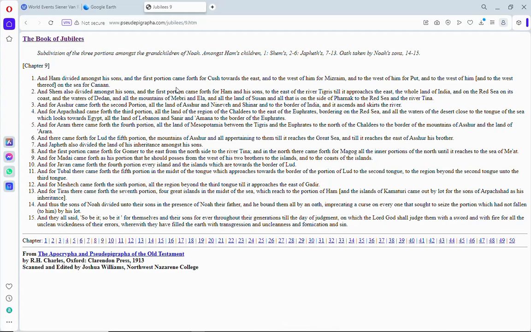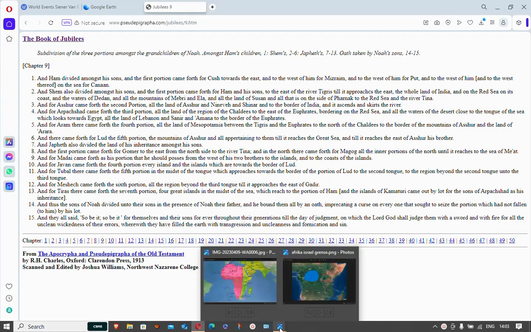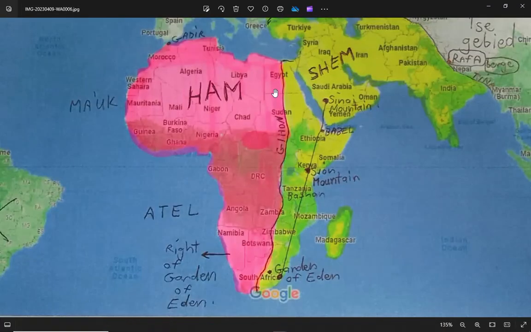It says the first portion came forth to Cush, so next to the Nile was Cush, and to the west of him Mizraim, and to the west of him Put, and to the west of him Canaan. Mizraim, Put and Canaan are the others. So we have Cush, then Mizraim, Put, Canaan. It doesn't say from north to south where they received, it only says from east to west. The first son got first, and then the second next to him, and next to him, and so on.